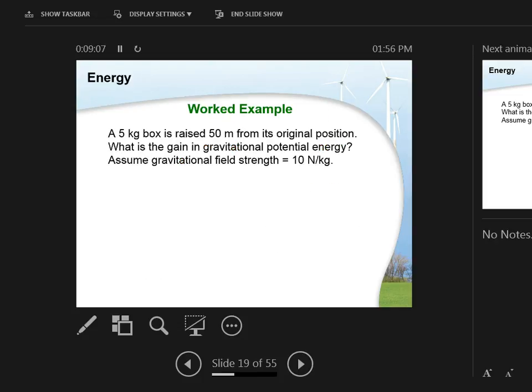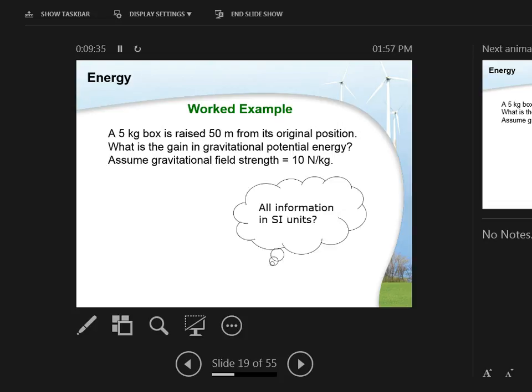So, example, 5 kilogram box, raised 50 meters. What is the gain in gravitational potential energy? So I need to tell you that the gravitational field strength is 10 newtons per kilogram. What happens if I don't? If I don't tell you this, then maybe it is not happening on Earth. Maybe it's happening on the moon. Then your gravitational field strength will be different. Therefore, your gravitational potential energy will also be different.